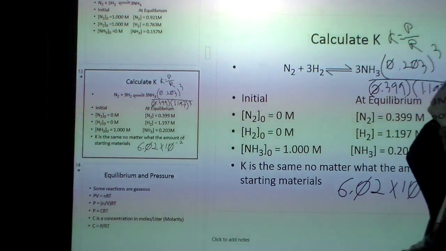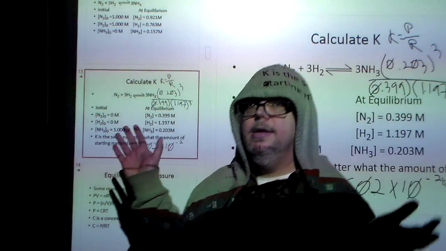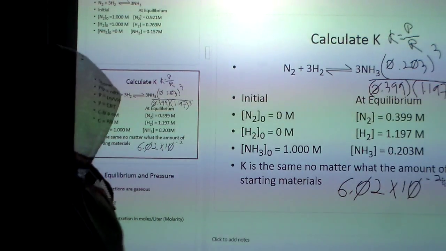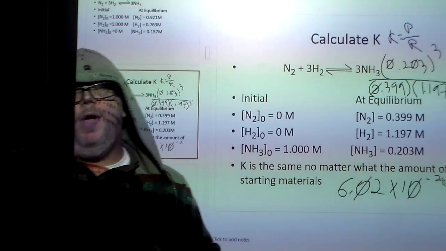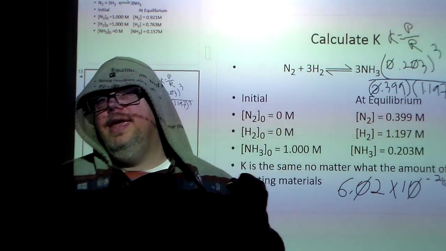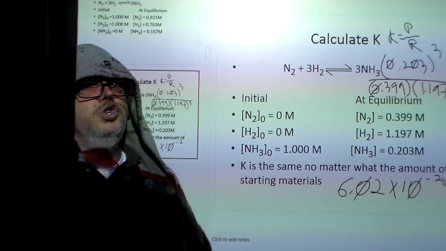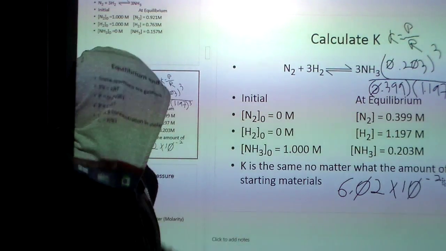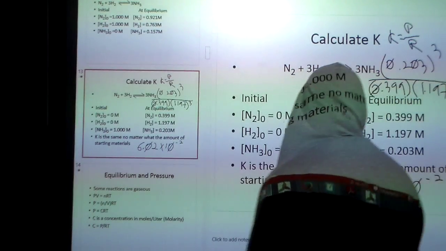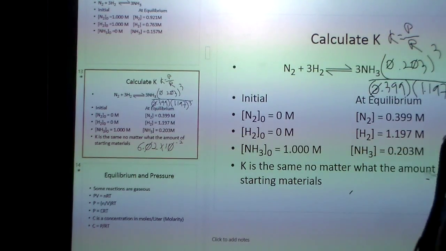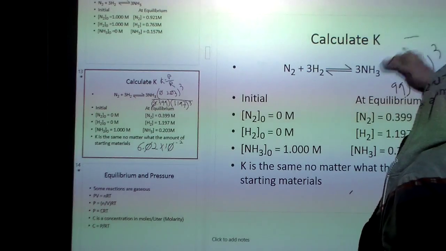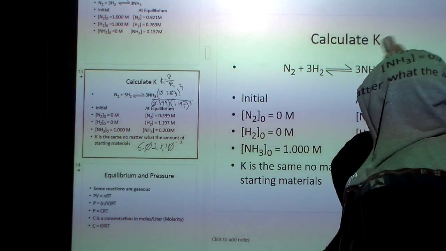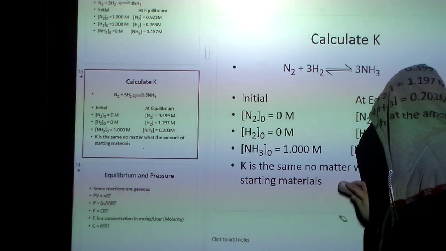And guess what? K is the same. K is the same, no matter what the amount of starting materials you have. But did the equilibrium concentrations remain the same? No, they did not. So that's just proving a point of how K is constant throughout the reaction. So now we know that K is going to be constant when you're dealing with the chemical reaction.